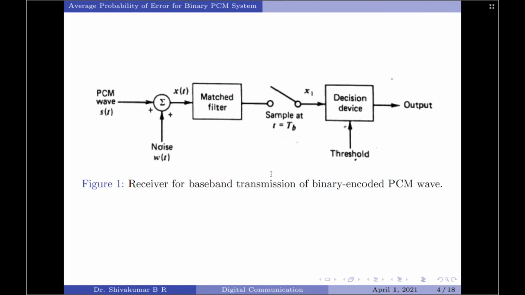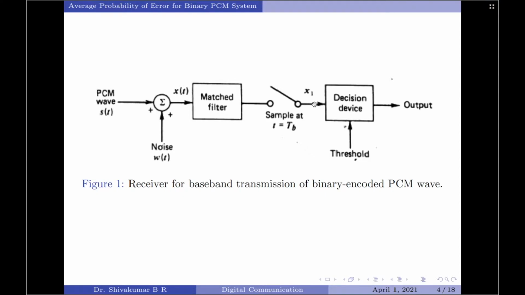We know that for an AWGN channel, the optimum receiver is either a matched filter or a correlator. Here, for our derivation, we will be assuming a matched filter as shown in the diagram 1 here. You should see we have the input signal S of t and the noise component W of t, which are fed to the matched filter. The X of t is the received part at the output of the channel, which is then fed to the matched filter. The output of the matched filter is sampled at t equals TB to create a sample X1, which is then fed to the decision device.